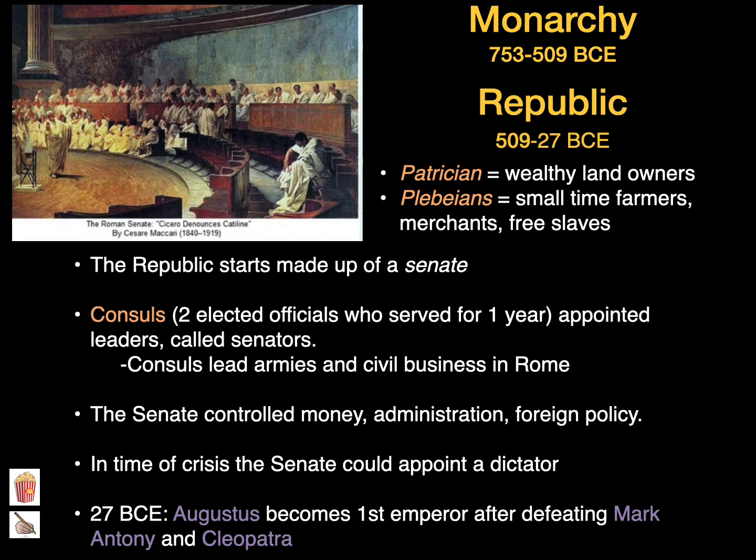There are 2 types of people during the Roman Empire. One class of people is the patricians, who were the wealthy landowners. Then we have the plebeians, small-time farmers, merchants, and freed slaves.